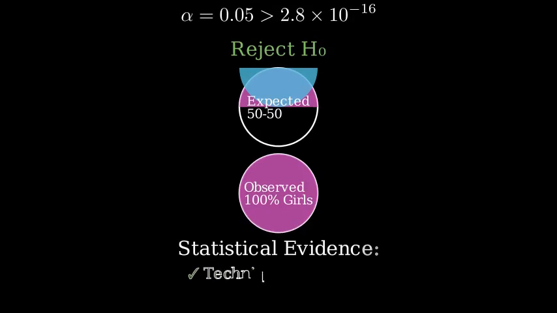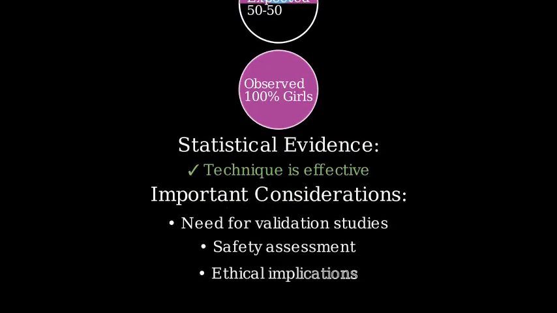In conclusion, our statistical analysis provides extremely strong evidence that the gender selection technique is effective at increasing the probability of having a girl. However, it's important to note that statistical significance doesn't necessarily imply practical significance or address ethical considerations. Further studies would be needed to validate these results and assess the technique's safety and reliability.